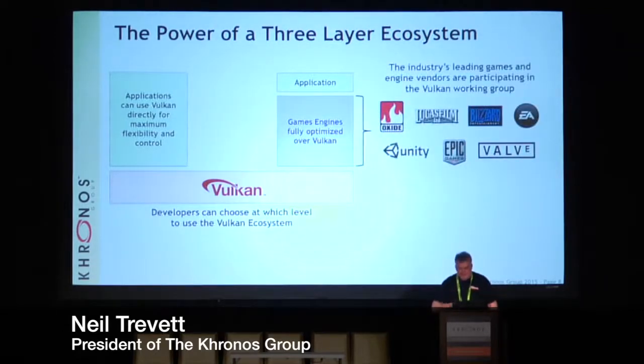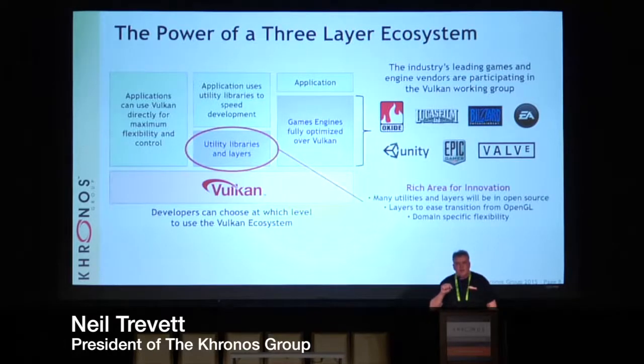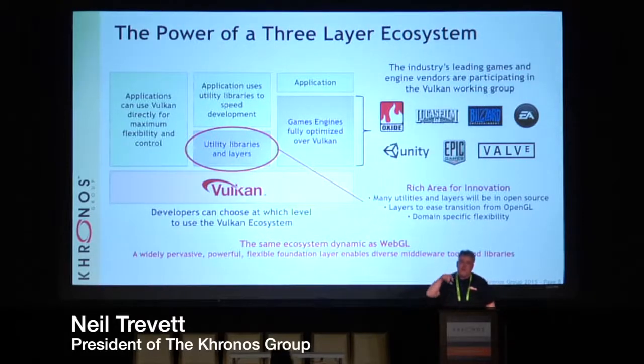But then there's this other interesting layer in the middle, which we've yet to see how it evolves, where middleware and engines and tools and languages are going to be evolving to meet all kinds of market needs and create new market opportunities that we haven't even imagined yet. And I take encouragement from that because we've just seen in the last BOF the power of a three-layer ecosystem. WebGL, when it first came out, was considered to be way too complicated for a web standard. But in hindsight, having that low-level, powerful API gives a diversity of middleware, enables a huge market opportunity. I think we're on the verge of seeing the same kind of dynamic happen in the ecosystem with Vulkan.